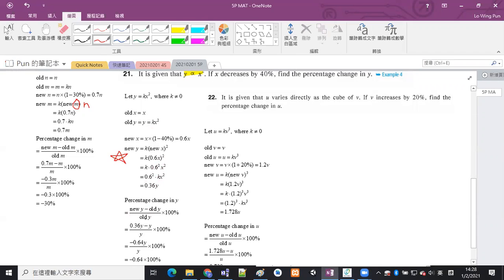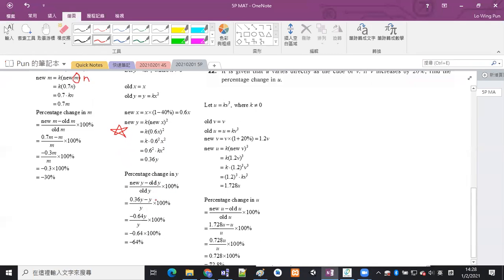So now we have found the new y, and then we can calculate the percentage change in y. It should be new y minus old y divided by old y times 100%. So it should be 0.36y minus y over y times 100%. The final answer should be negative 64%. It is also a decrease.